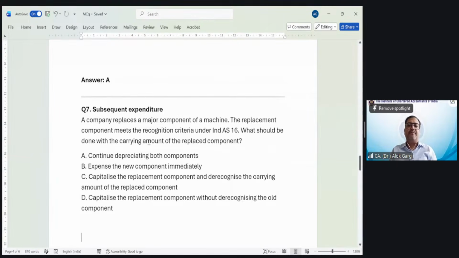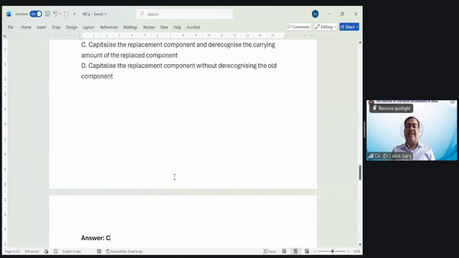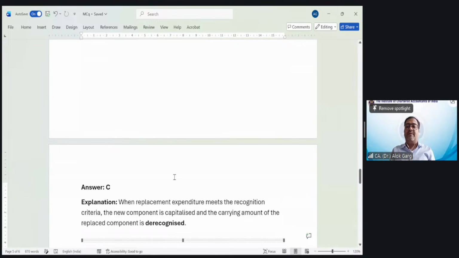Subsequent expenditure. A company replaces a major component of a machine. The replacement component meets the recognition criteria under Ind AS 16. What should be done with the carrying amount of the replaced component? Continue depreciating both components, expense the new component immediately, capitalize the replacement component and de-recognize the carrying amount of the old replaced component, or capitalize the replacement component without de-recognizing the old component. You all have become experts in this. You are absolutely right. C is the right answer. Whenever replacement expenditure meets the recognition criteria, the new component is capitalized and the carrying amount of the replaced component is de-recognized.